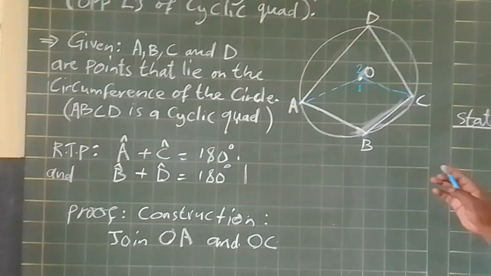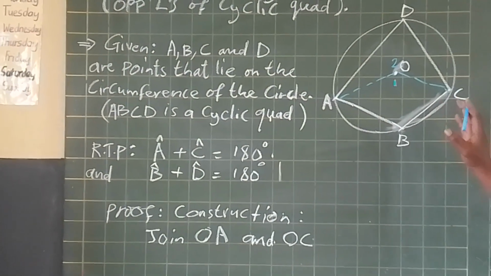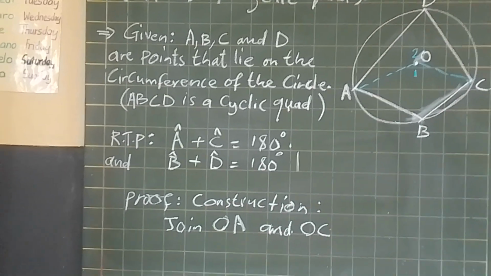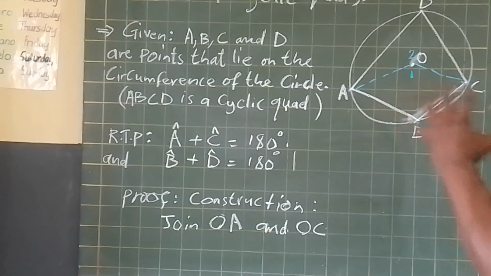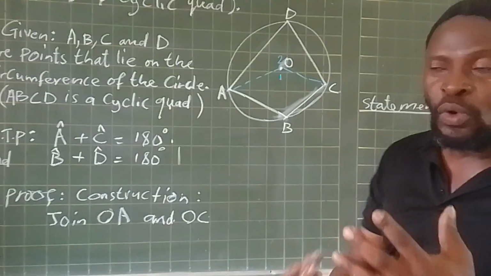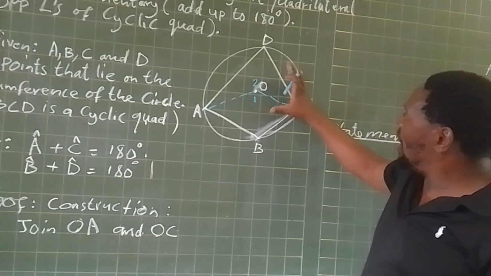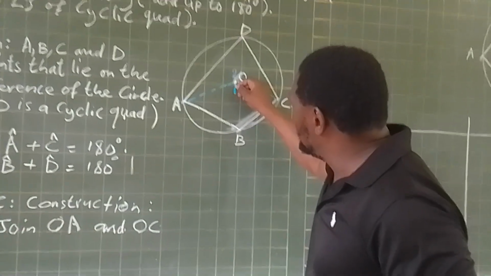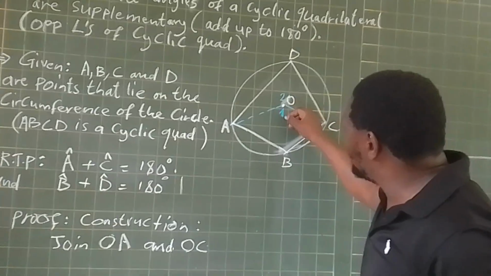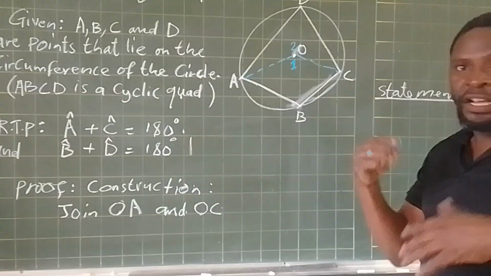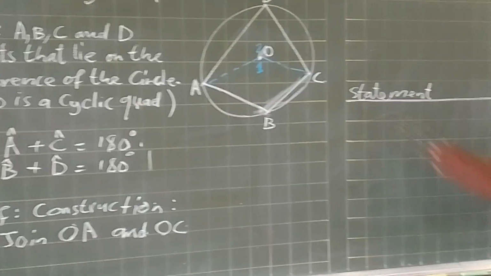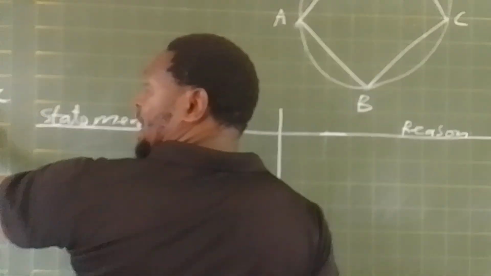Remember grade 11 and 12, we have proved theorems from 1 up to 4. All these theorems borrow from each other, so somehow we are going to borrow from the previous theorems that we have proved. That means they are applicable, they apply to one another. Now, we start by saying statement and reason.